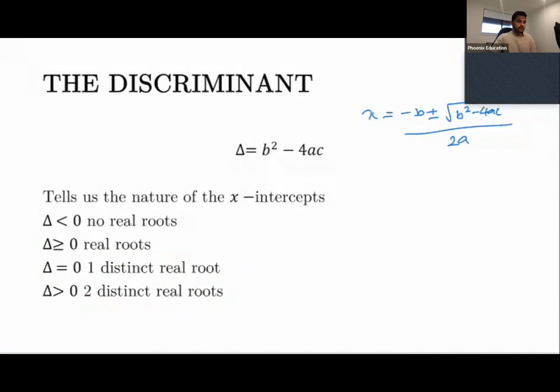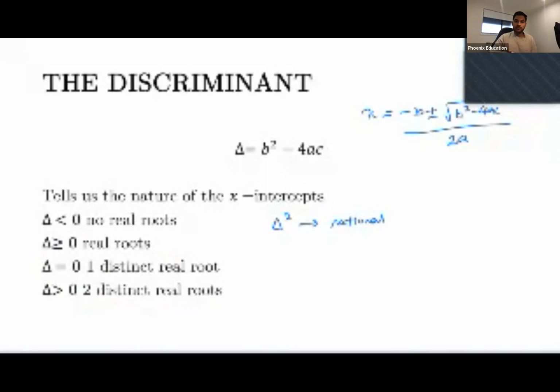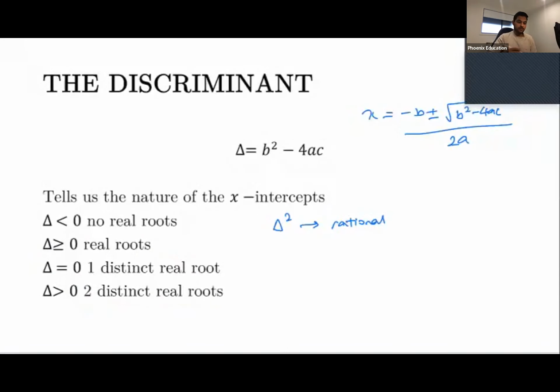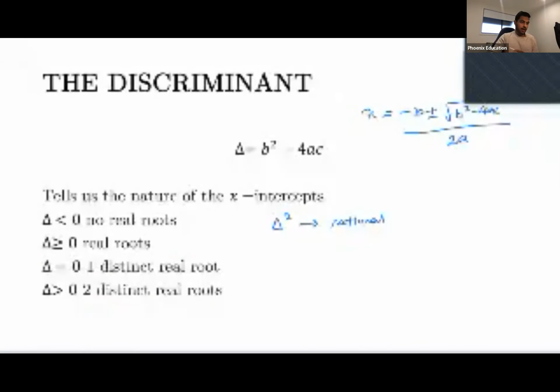One other thing that I wanted to mention, actually just a few more things, is that if your discriminant is a whole squared number, then your roots will be rational. For example, if your discriminant is 4 or 16 or 64, then your roots will be rational.